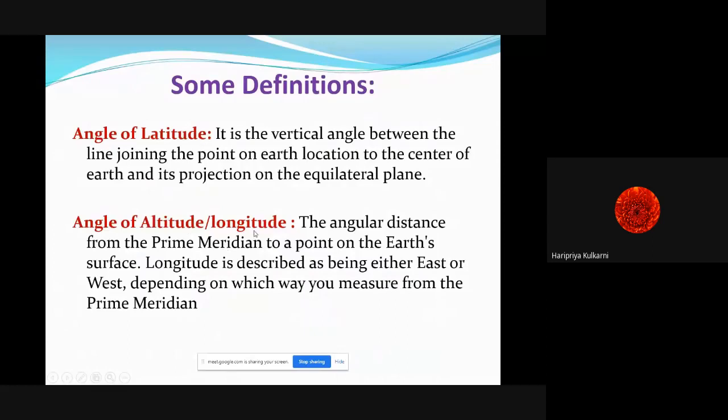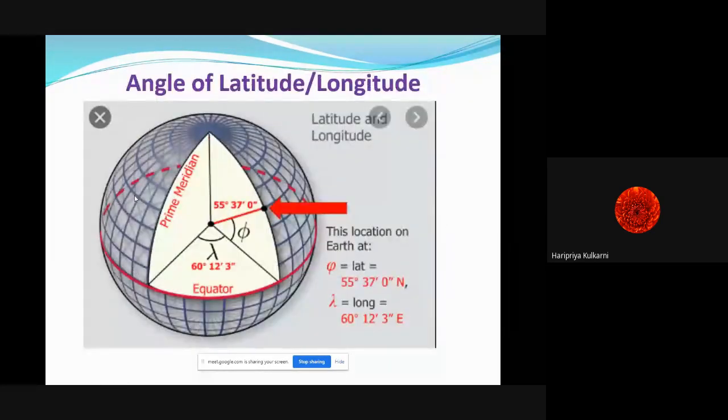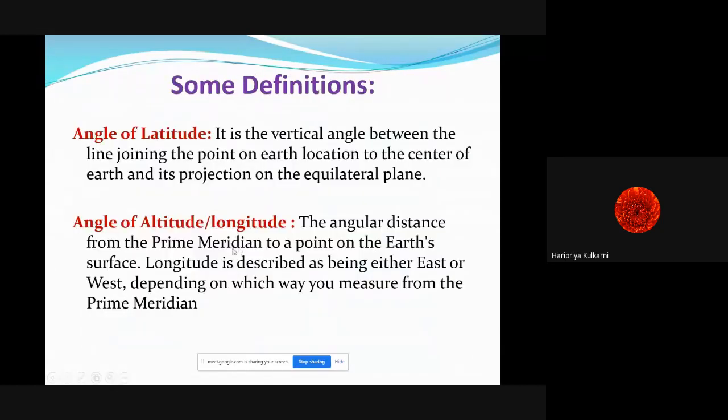Then the angle of longitude is the angular distance from the prime meridian to a point on the Earth's surface. It is between a point on the prime meridian and the point on the earth's surface on the equatorial plane. This horizontal angle is called longitude. It could be either on the east or the west depending on which way we are measuring from the prime meridian. So it is indicated by capital E or capital W depending upon where that angle falls.